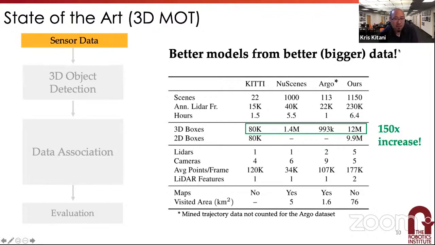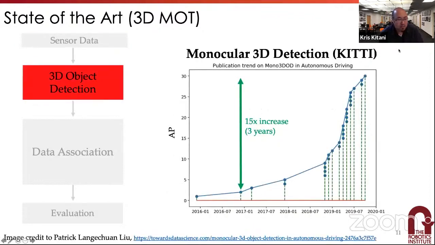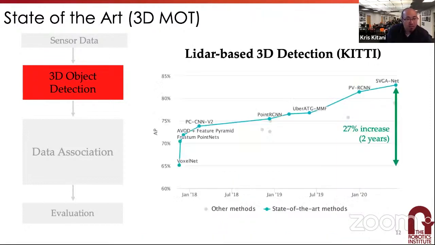Okay. So there are many datasets, good. For 3D object detection, there are many approaches. If we hone in just on RGB detection, like monocular 3D detection, in the last 3 years, we've seen a 15x increase in performance. We started out, it was a really challenging problem where we were getting 2 or 3% AP. And now we've brought that up into the 30s. So good.